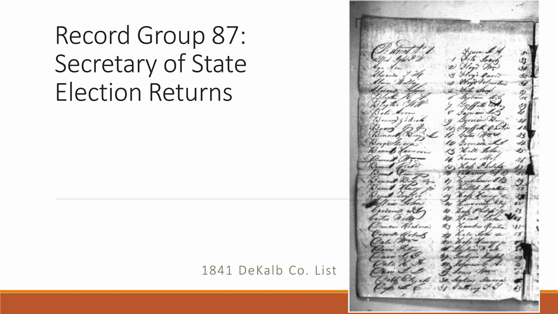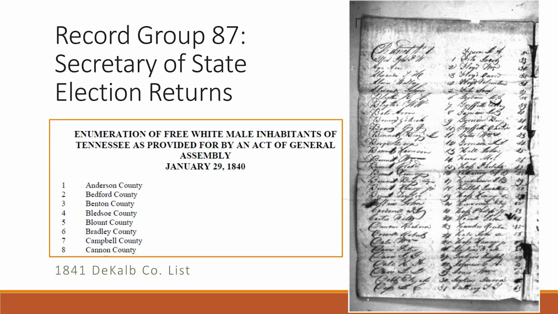Now, not every county has names listed. Some just have totals by district or by county. But you never know. Go look at this and see what you find for your county of interest. From the finding aid, what that tells you: Act of General Assembly, so it's a law passed in 1840. It's generally called an 1841 voters list.